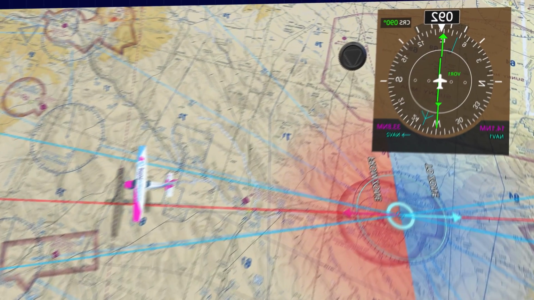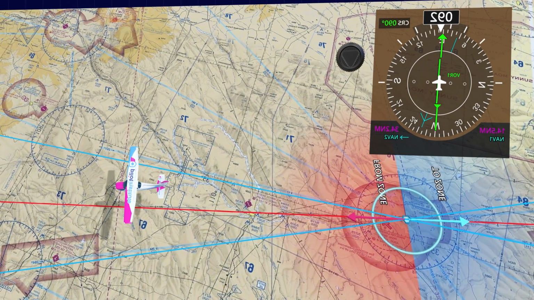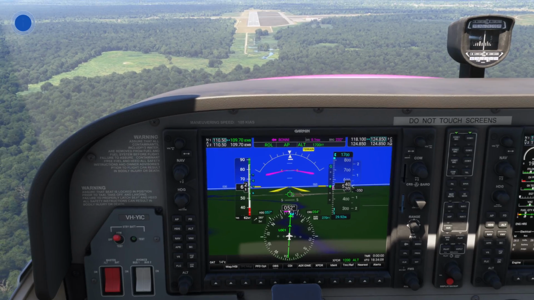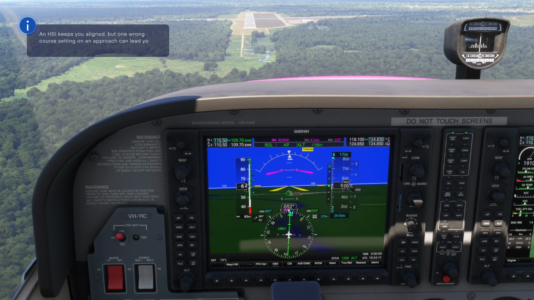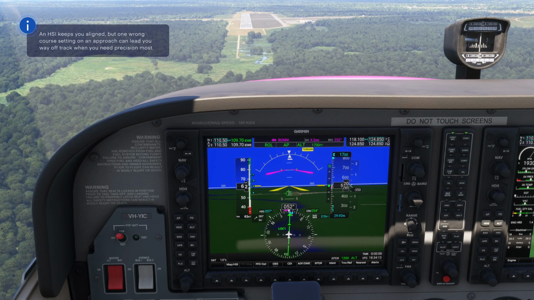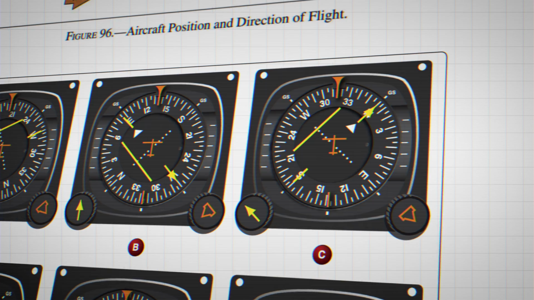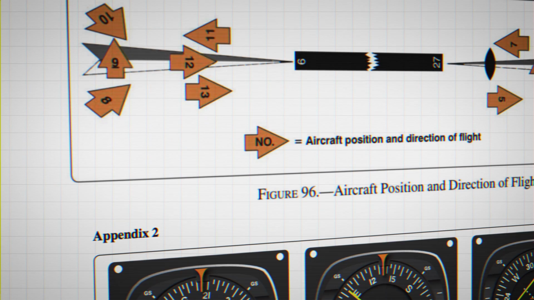If we could flip the HSI so that the 090 is at the top, then it would show reverse sensing, just like the conventional CDI. Now, obviously, a real HSI is not going to do this. But that doesn't mean that you should be sloppy with your course selection. During an instrument approach, when you're already pretty task-saturated, setting the wrong course can get you into real trouble. And that's exactly why the FAA loves testing pilots on this specific topic.